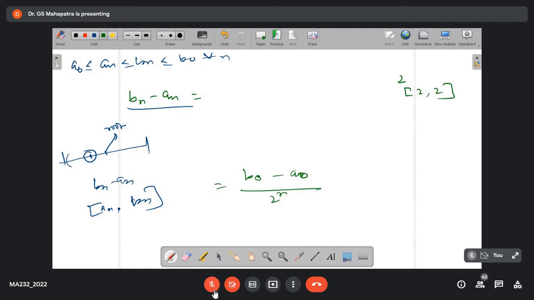When the upper and lower bounds are the same, then that interval actually reduces to one real number. So any number A can be represented as an interval. Now you tell me, what is Bn minus An? Our target is to make Bn and An very close, or rather, Bn and An should be at the same point. How is it possible?